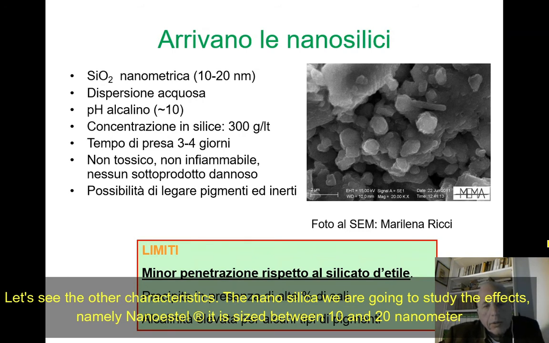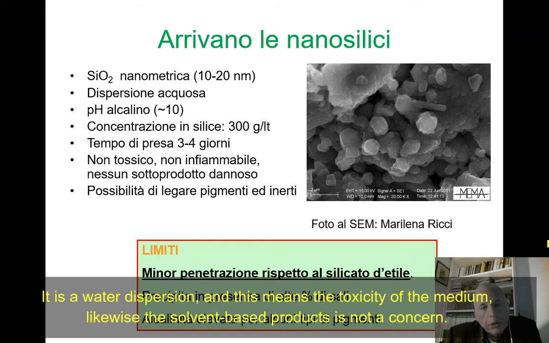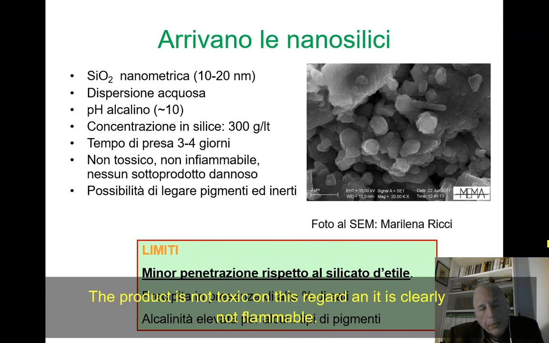The nanosilica whose effects we are going to study, namely nanoester, is sized between 10 and 20 nanometers, and it is not tile-shaped. It has a spherical shape, so 10-20 nanometers represent the diameter of the sphere itself. It is a water dispersion, and this means the toxicity of the medium, like the solvent-based products, is not a concern. The product is not toxic in this regard, and it is clearly not flammable.